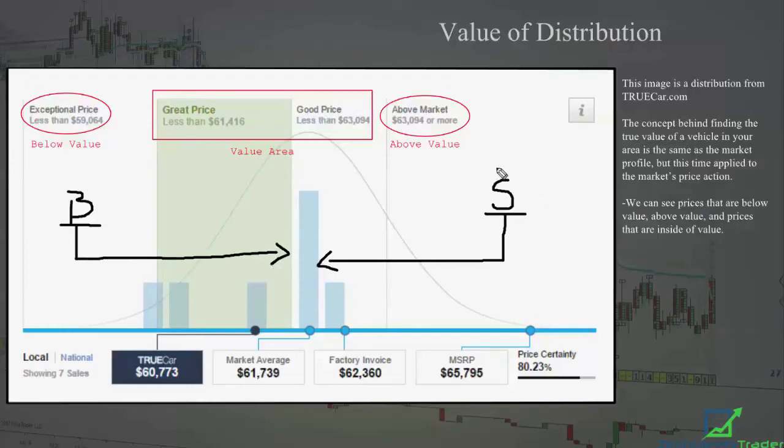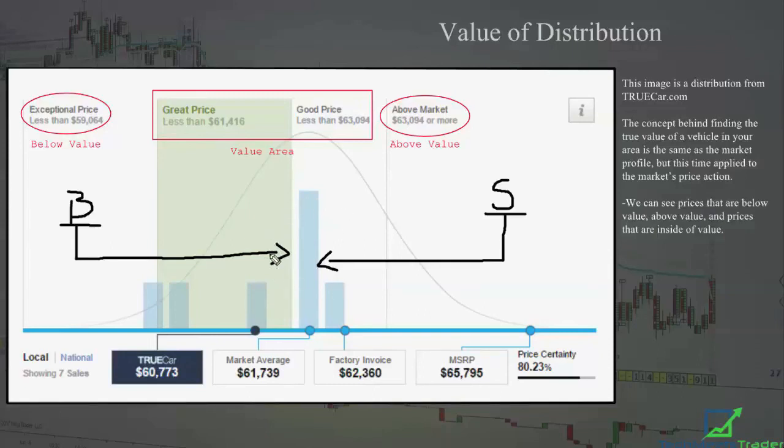So in a trading example, if I'm short above value, I want to cover inside of value. And if I'm long below value, I want to exit my position or sell my position inside of value. I never ever want to place a long or buy order or short sell order inside of value.